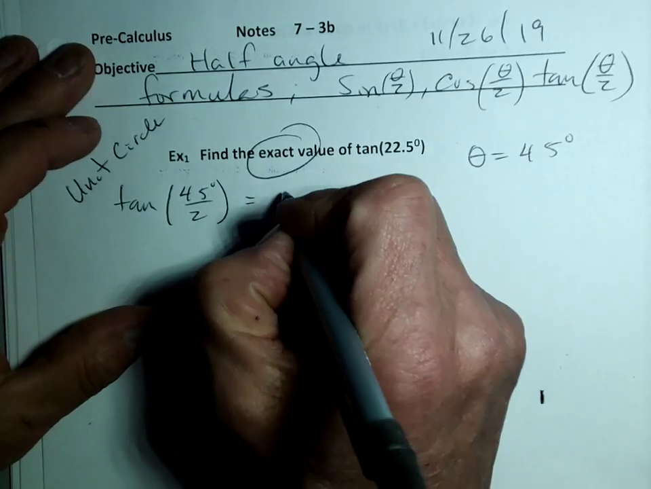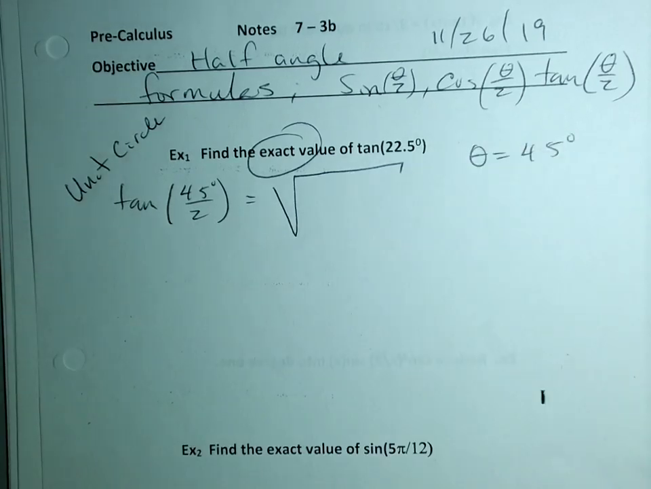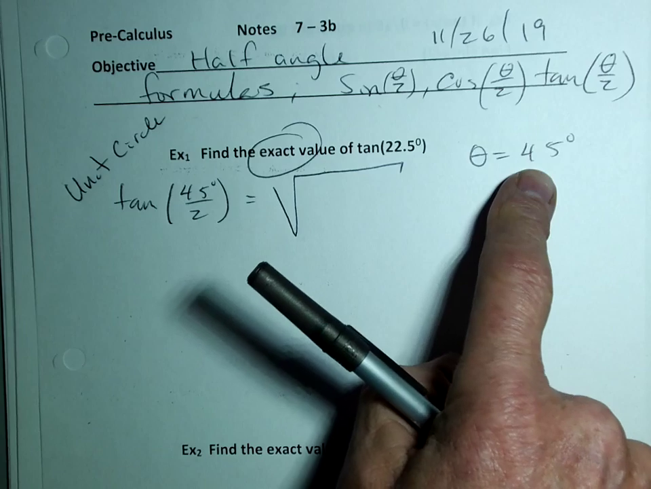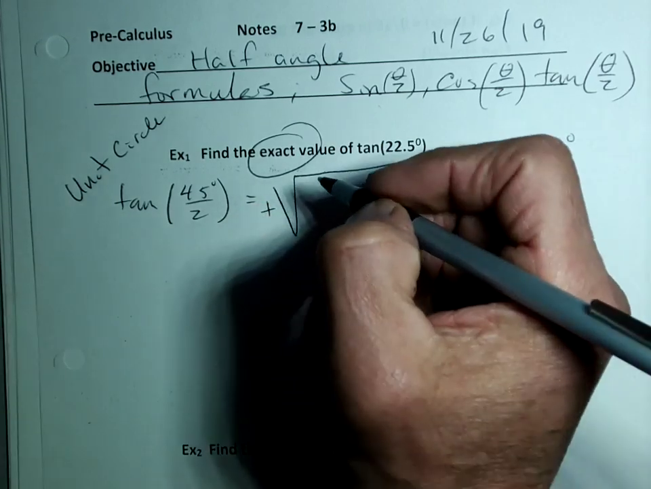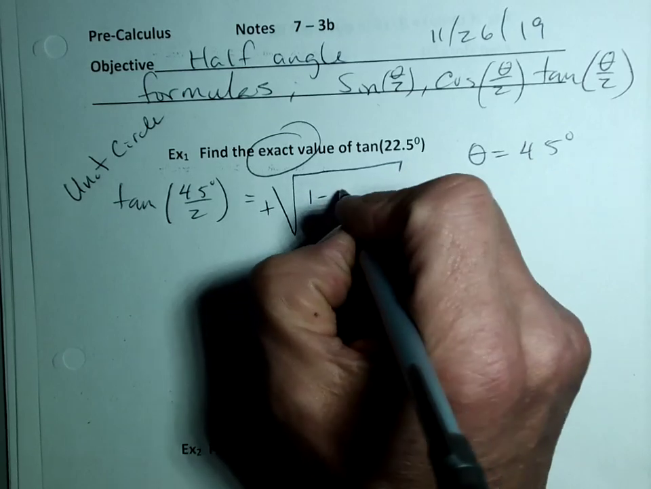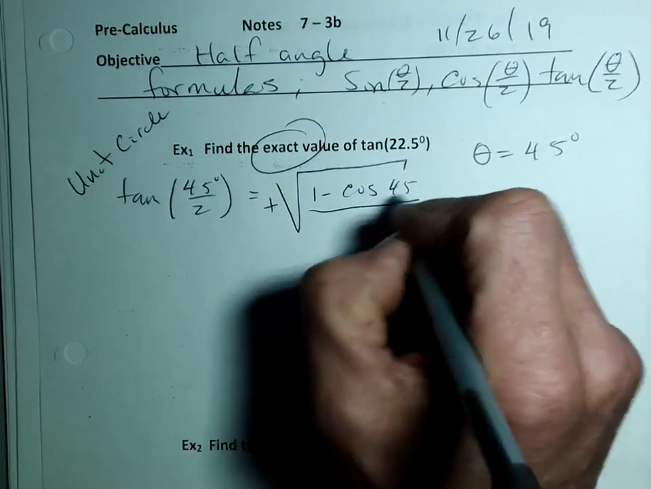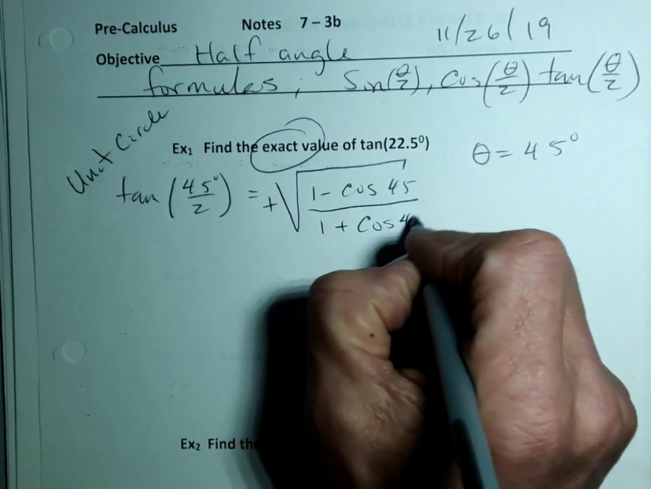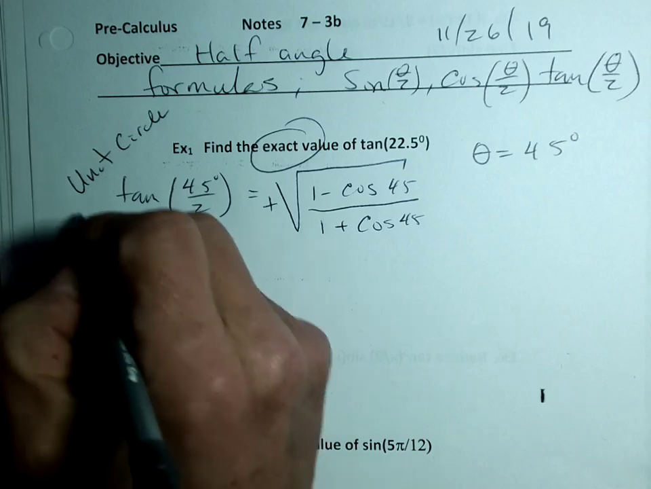So it's equal to big square root plus or minus, but I know it's positive. How do I know it's positive? 45 degrees is in quadrant 1, right? So instead of plus or minus, it's just positive. You don't need the plus, but I'm going to put it there anyway. I'm going to go 1 minus a cosine of 45 over a 1 plus cosine of 45.